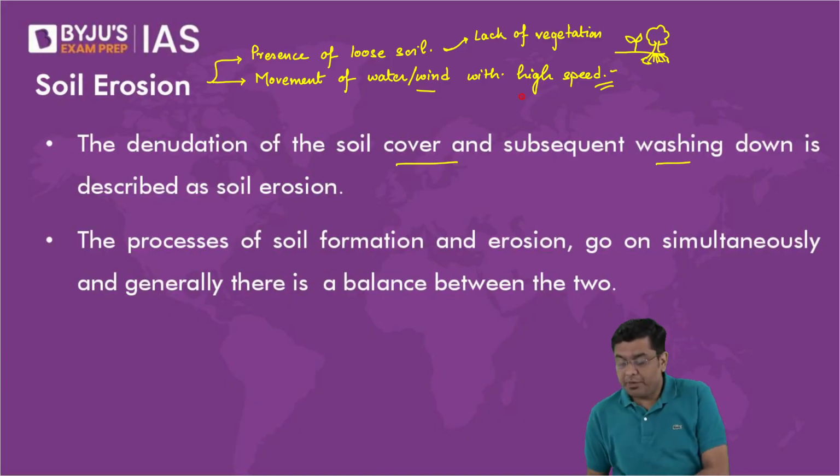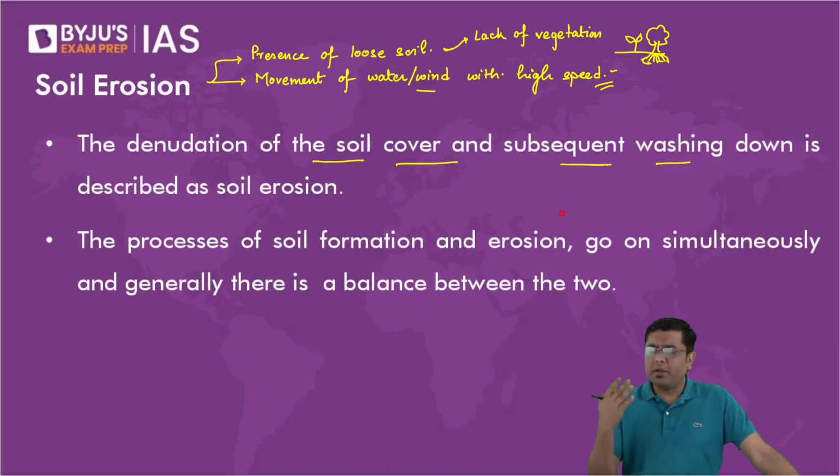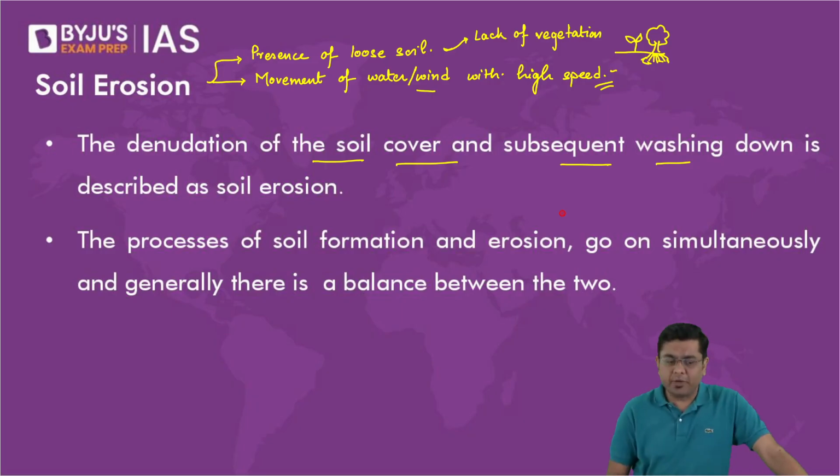Okay, so when we talk about soil erosion, this is the process of denudation or the removal of the soil cover and subsequent washing down. Washing down by the agent, let's say rainfall, by river action, by wind action. Whenever they gain a sufficient amount of velocity, they will be able to carry it over. Now, in this, the top layer of the soil is removed and is carried away. Top layer of the soil is the most fertile layer of the soil.